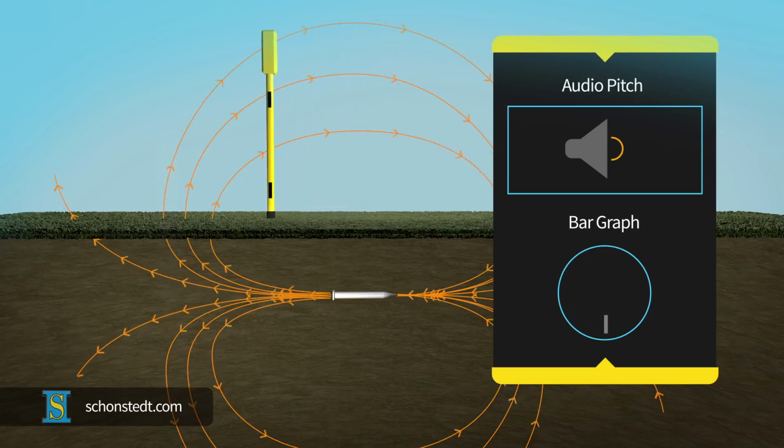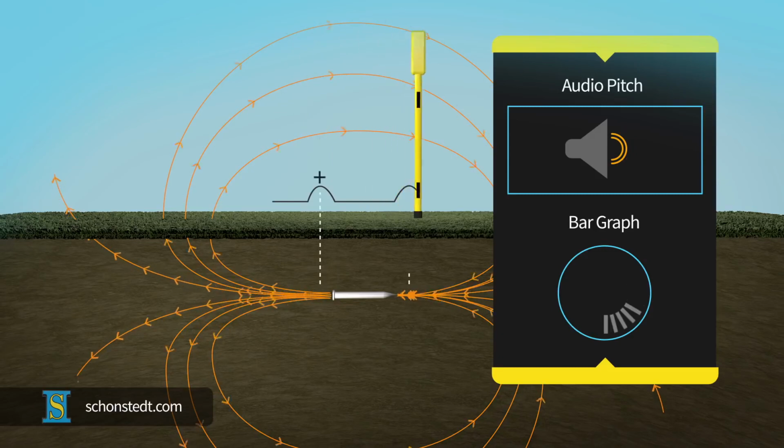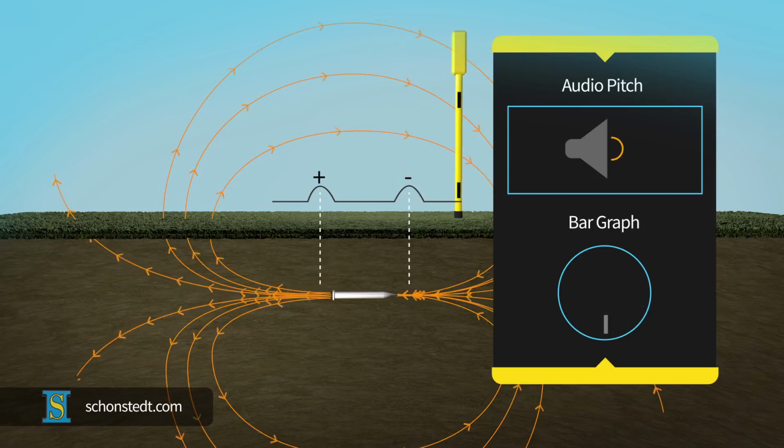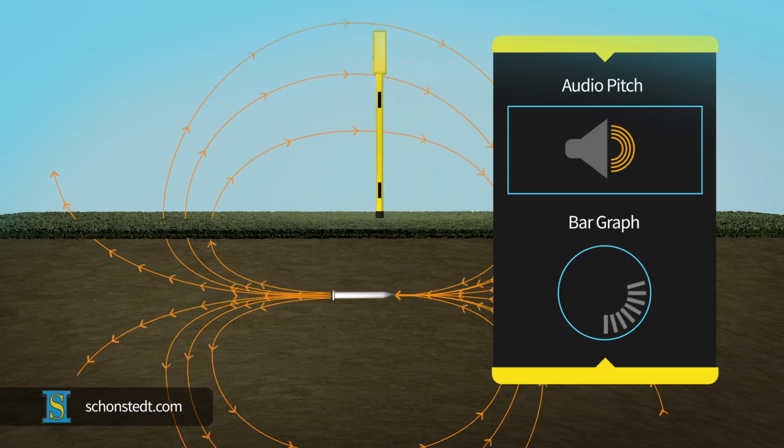Some Schonstedt locators also indicate polarity, which can be useful in determining if the target is oriented vertically or horizontally. This is accomplished by observing the polarity change at each end.